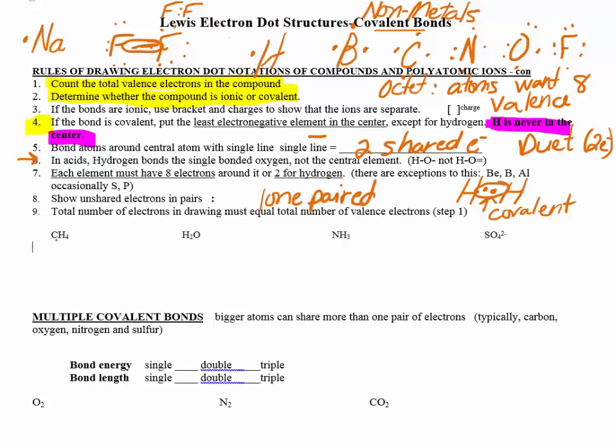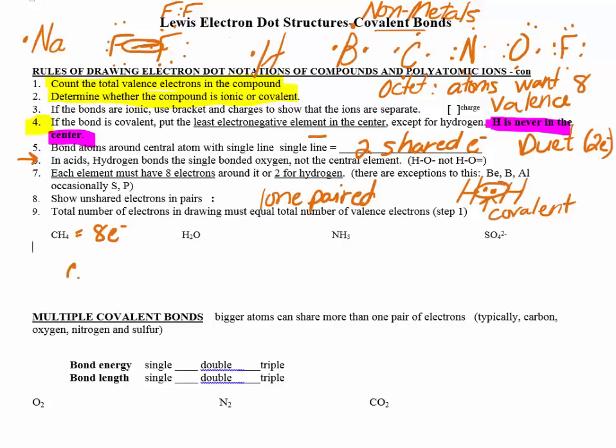So add up valence. Carbon has 4 valence. Each hydrogen has 1 valence, but there's 4 hydrogens. So you add that together, you have 8 electrons. 8 valence electrons are available.